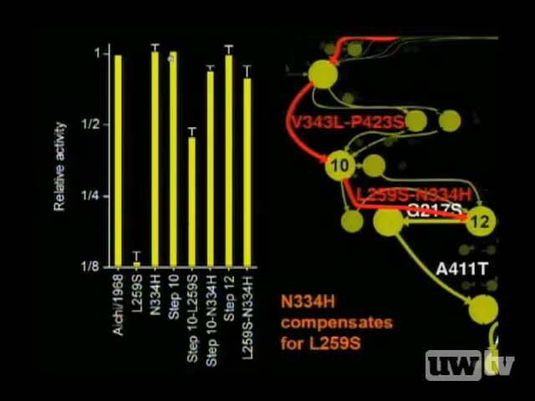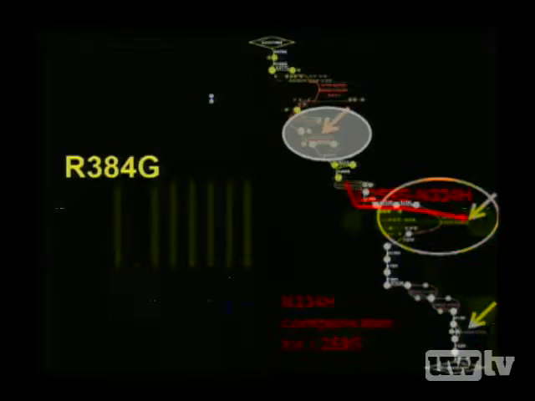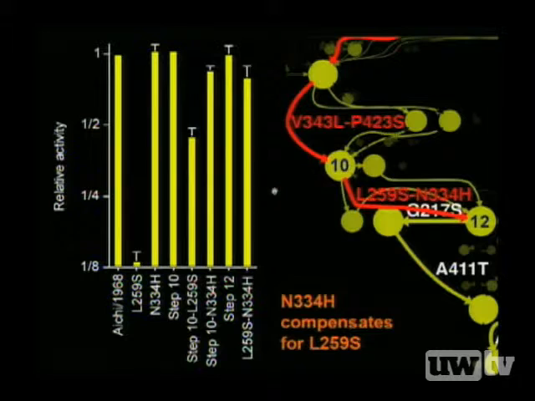Now we look at this step 10, this naturally existing virus, which also had a highly functional nucleoprotein. When you make the L259S mutation to this virus, it's still deleterious. It's now not quite as bad as it was in 1968, but it's still deleterious. And you make the N334H mutation, and it doesn't appear to have any effect. But when you combine these two mutations together, you now rescue the function of the nucleoprotein back to approximately wild-type levels. So what happened here is in very short time, within about 6 months, the virus got both of these mutations, one of which was able to rescue the deleterious effect of the other.